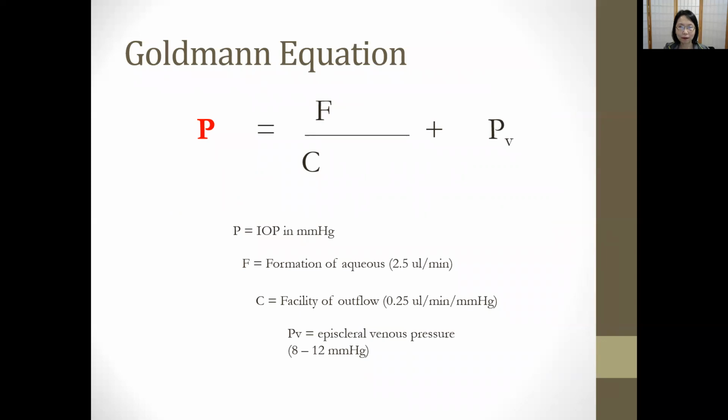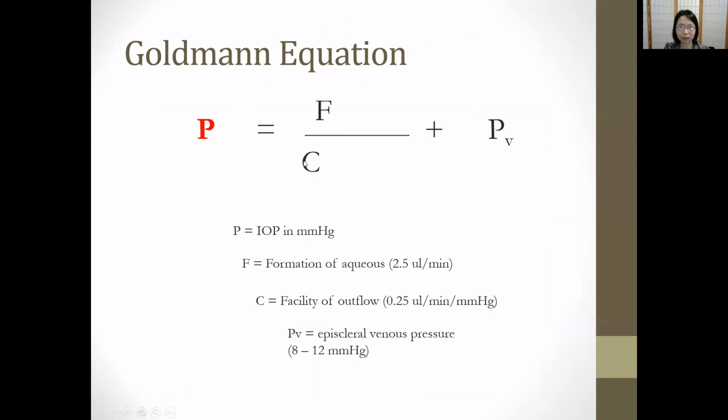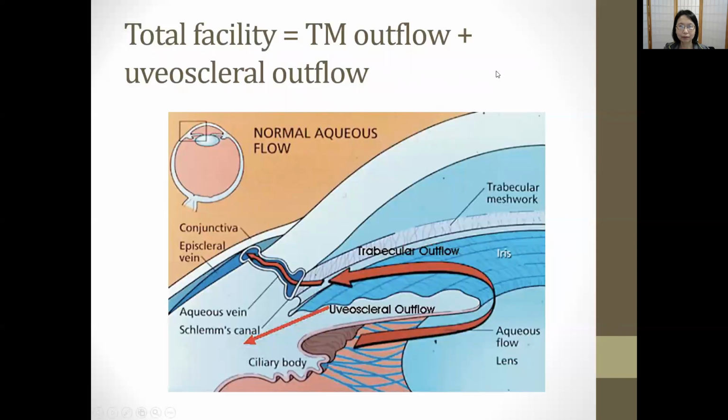Now remember, when we're talking about intraocular pressure, we want to look at the Goldmann equation, which is pressure, or IOP, equal to formation of aqueous, which is at about 2.5 microliters per minute, divided by the facility of outflow, which as you can see over here, plus the episcleral venous pressure. So the total facility, which is the term here as C, is both the trabecular meshwork outflow and the uveoscleral outflow. And just keep that in mind.